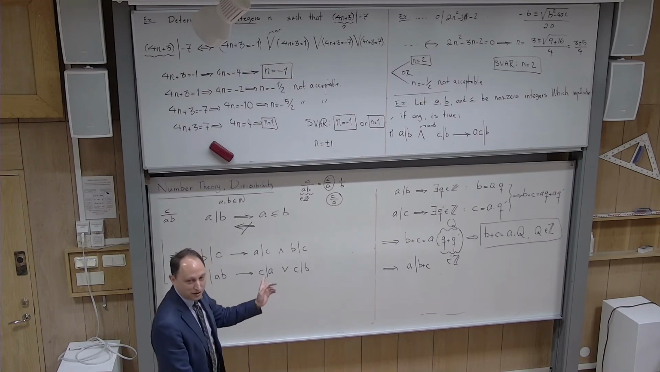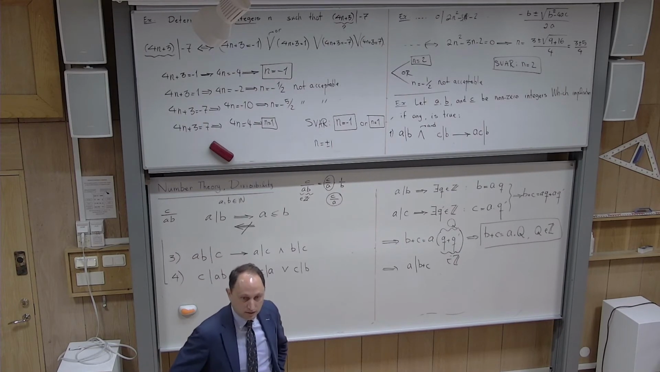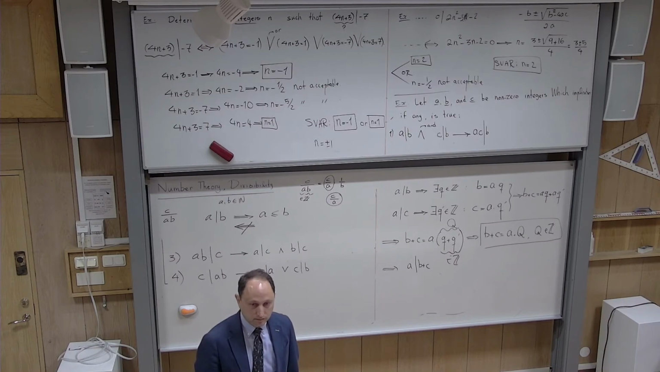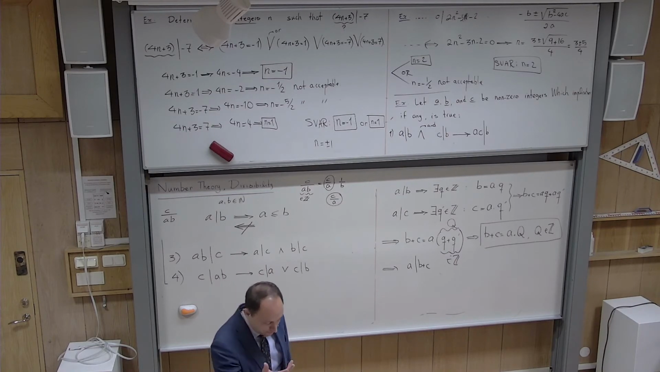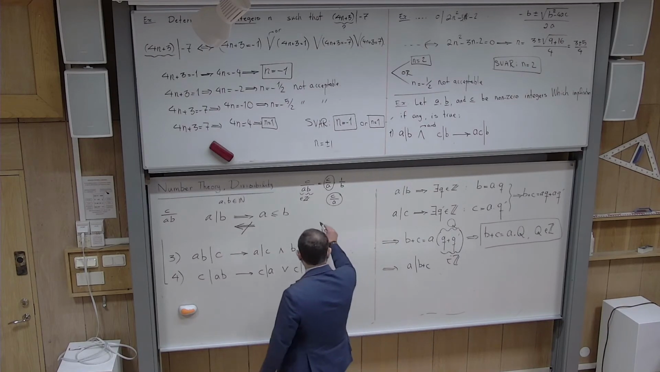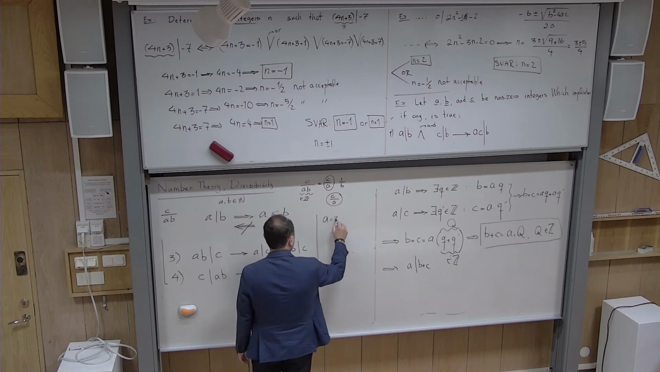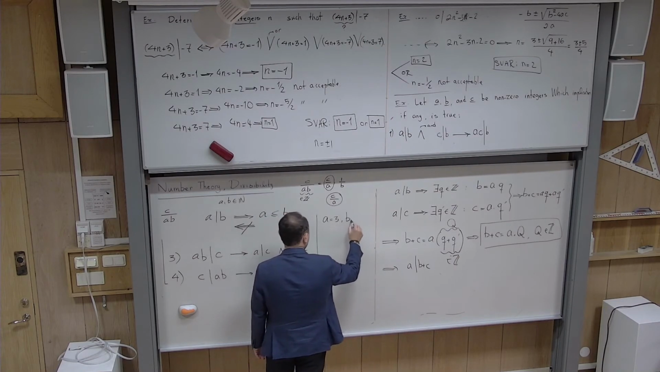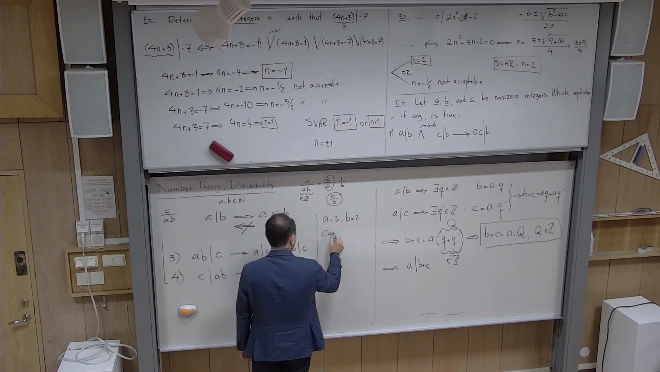But how can you, yes? I would go to the counter and say that it's false. No, if you have a false, please give me your counterexample then. So if A is equal to 3, B is equal to 2, and C is equal to 6.